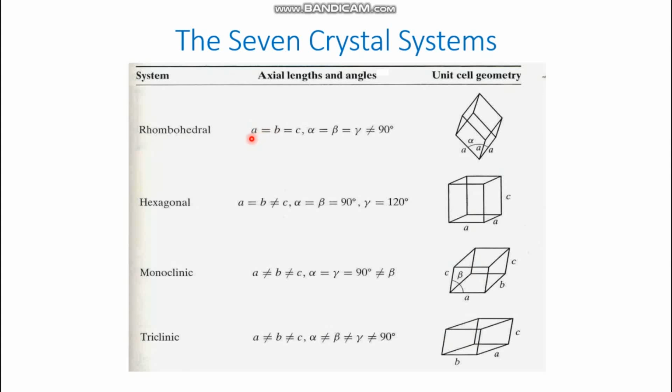So what about the characters of rhombohedron? This is a = b = c, and alpha, beta, gamma are all equal but not 90 degrees. That means all the 6 faces are rhombus.